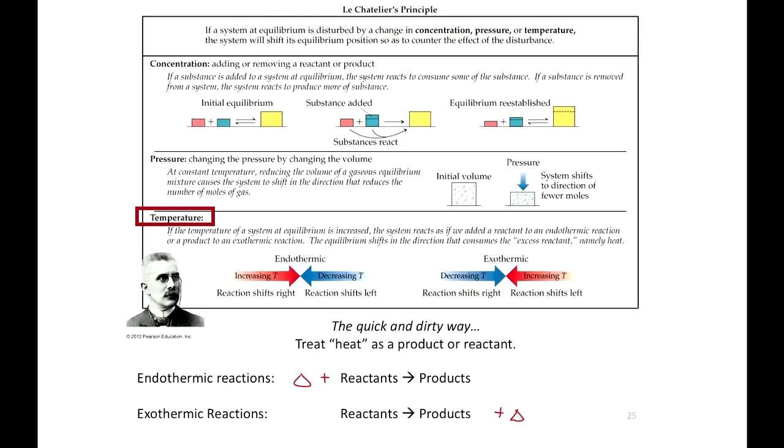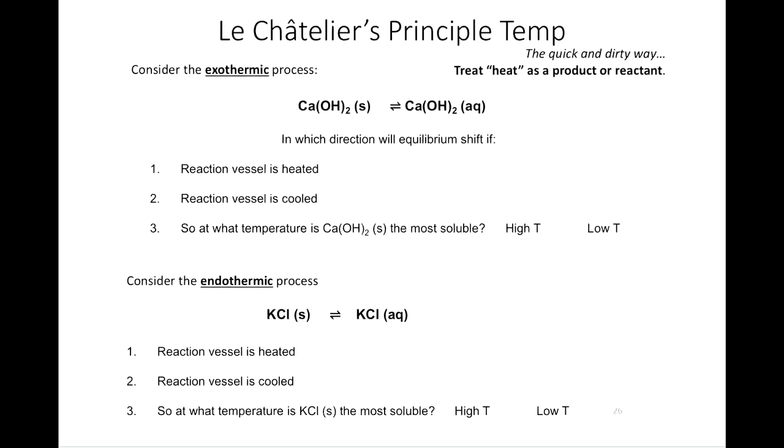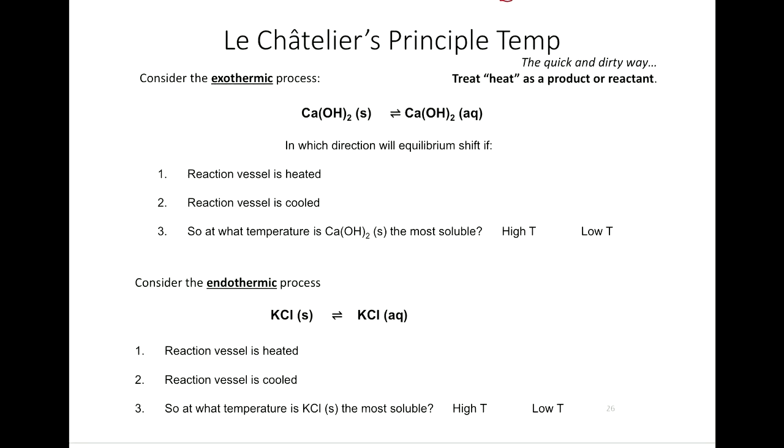For exothermic reactions, triangle is a product. If you cool down a reaction, instead of adding triangle, you're removing triangle. You're removing that concentration, and that's how we can predict which way a reaction shifts based upon temperature. So let's use this quick and dirty way, just treat heat as a product or reactant.